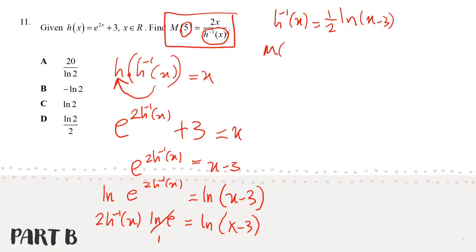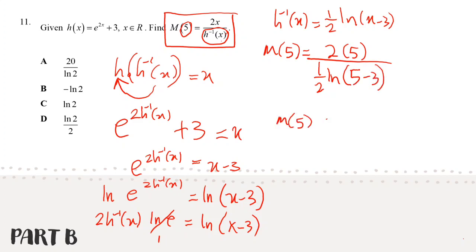Okay. So when x is equal to 5, 2 times 5 over h inverse, 1 over 2 ln, and your x is equal to 5. Alright, so you just substitute this function into your calculator and you get 20 over ln 2. So your answer is A.